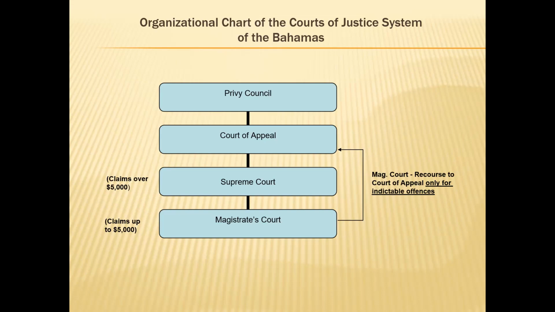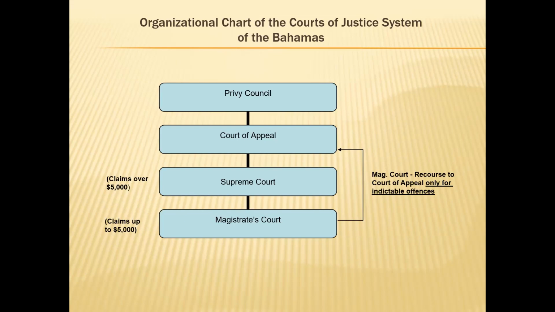Under that is the Supreme Court, and they deal with any claims over $5,000. And then, of course, you have the magistrates' courts for any claims up to $5,000. So if the debt the customer has with you is up to $5,000, you can go to the magistrate's court, which is not as expensive as going through the Supreme Court where the claims are over $5,000.